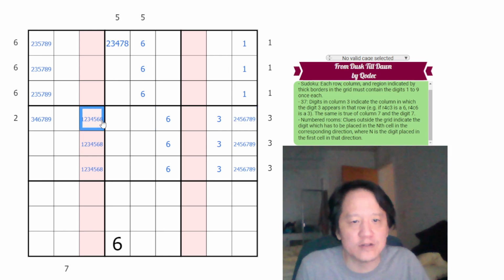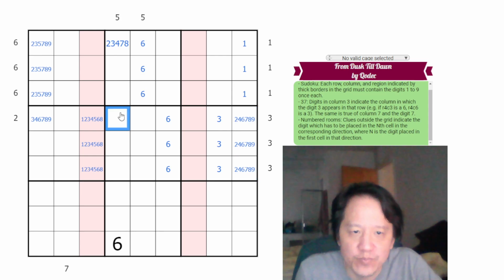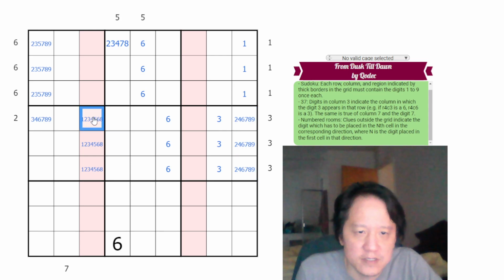So that's not valid. So this cannot be 5. So none of these could be 5. If this is 6, this is 3, and this is 4, and that's valid. If it's 8, this is 3, and this is 2, and that's valid.